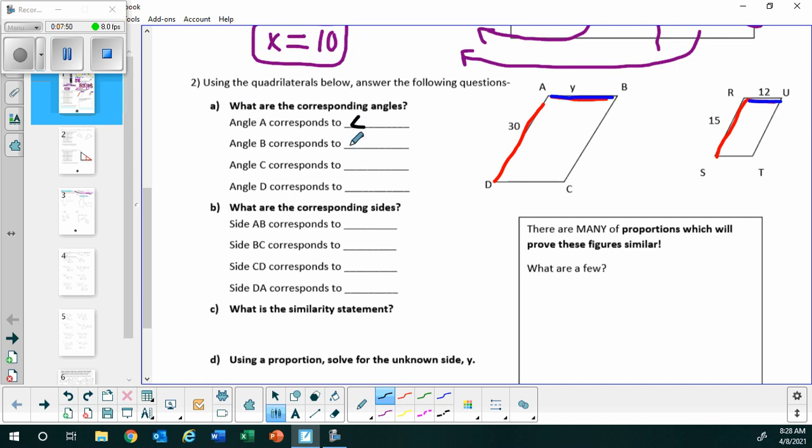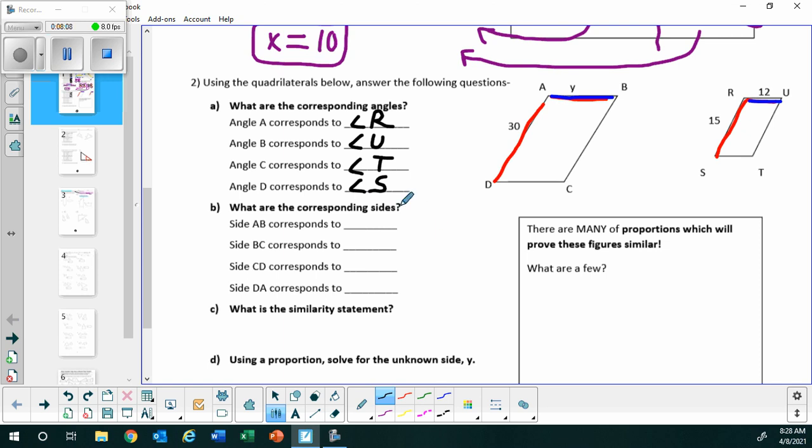I'm just going to go ahead and put all my angle symbols here. All right, we got all of our angles. So A goes with R. B is in the same spot as U. C is in the same spot as T. And D is in the same spot as S.